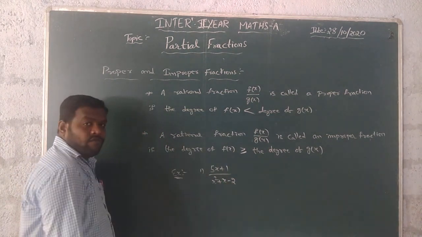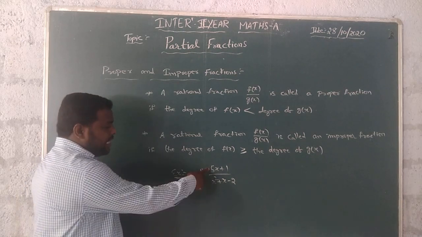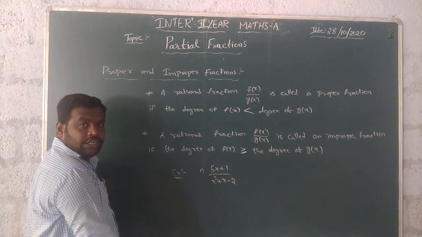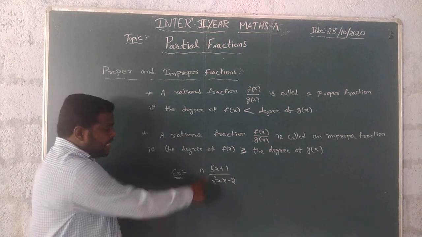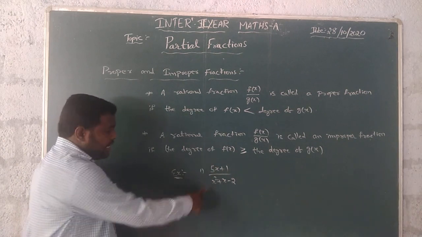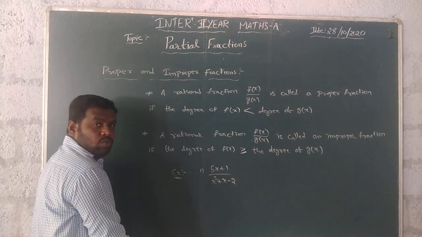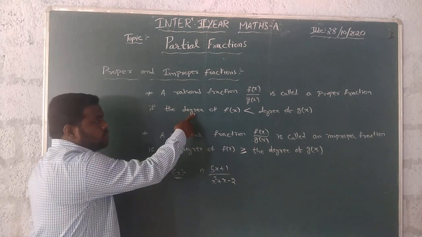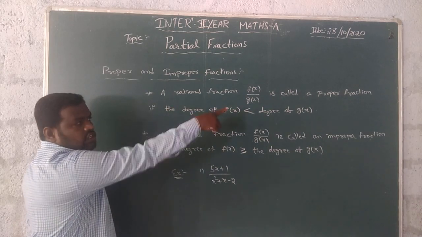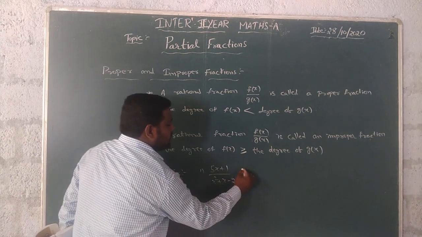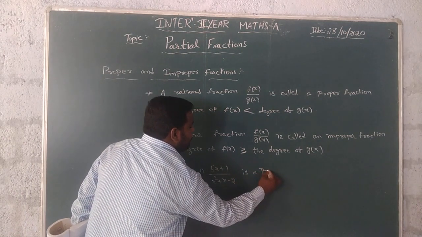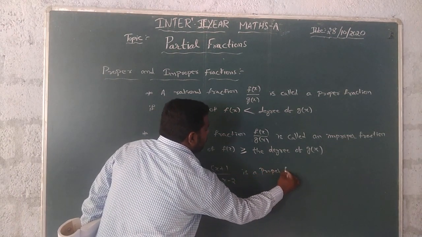What is the degree of f of x in this example? This is a rational fraction. The degree of f of x is 1, the degree of g of x is 2. So 1 is less than 2, so in this case, that fraction is called a proper fraction.